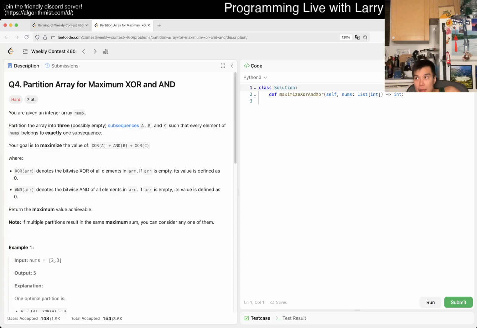So you want an odd number of ones in XOR A and XOR B, and then maybe one in A. How do you prove that that's group?